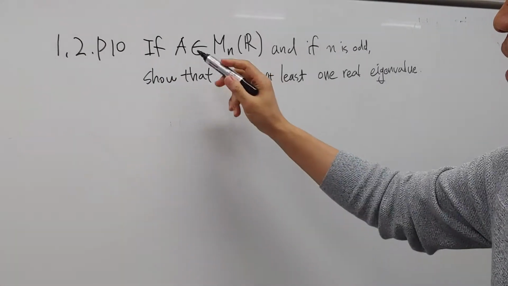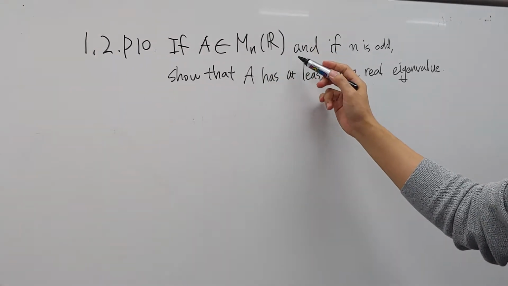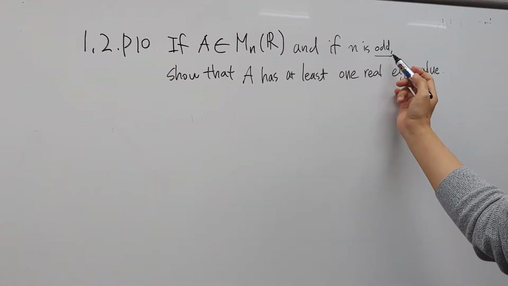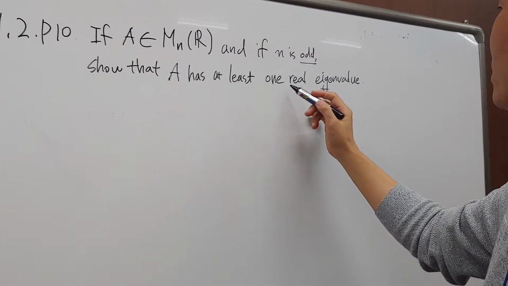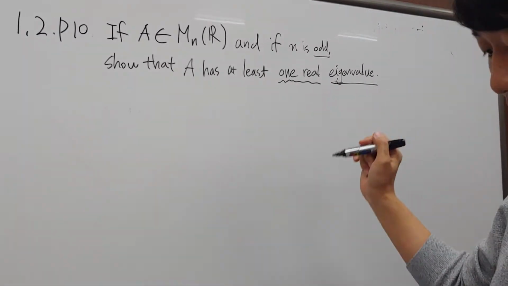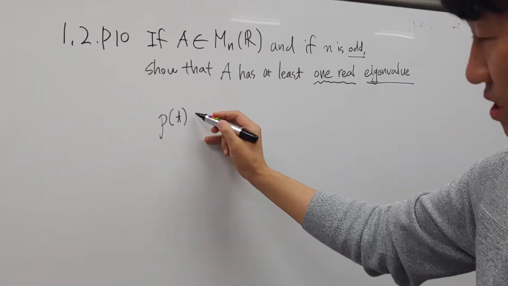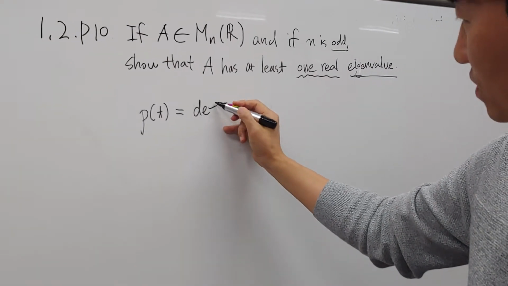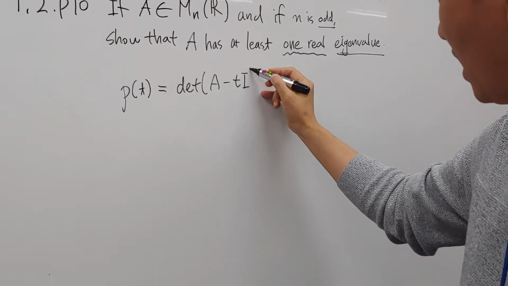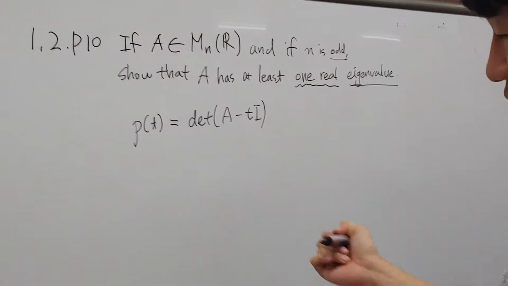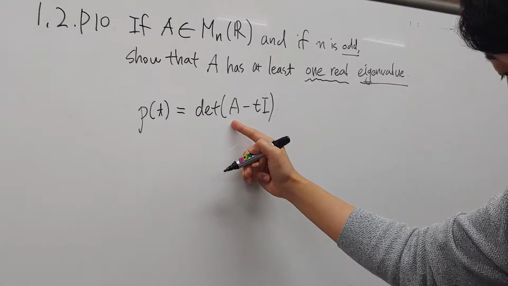1.2.P10. If A is an n by n matrix of real numbers, and if n is odd, show that matrix A has at least one real eigenvalue. So first, let p(t) equal the determinant of A minus tI. This is the characteristic polynomial of matrix A.